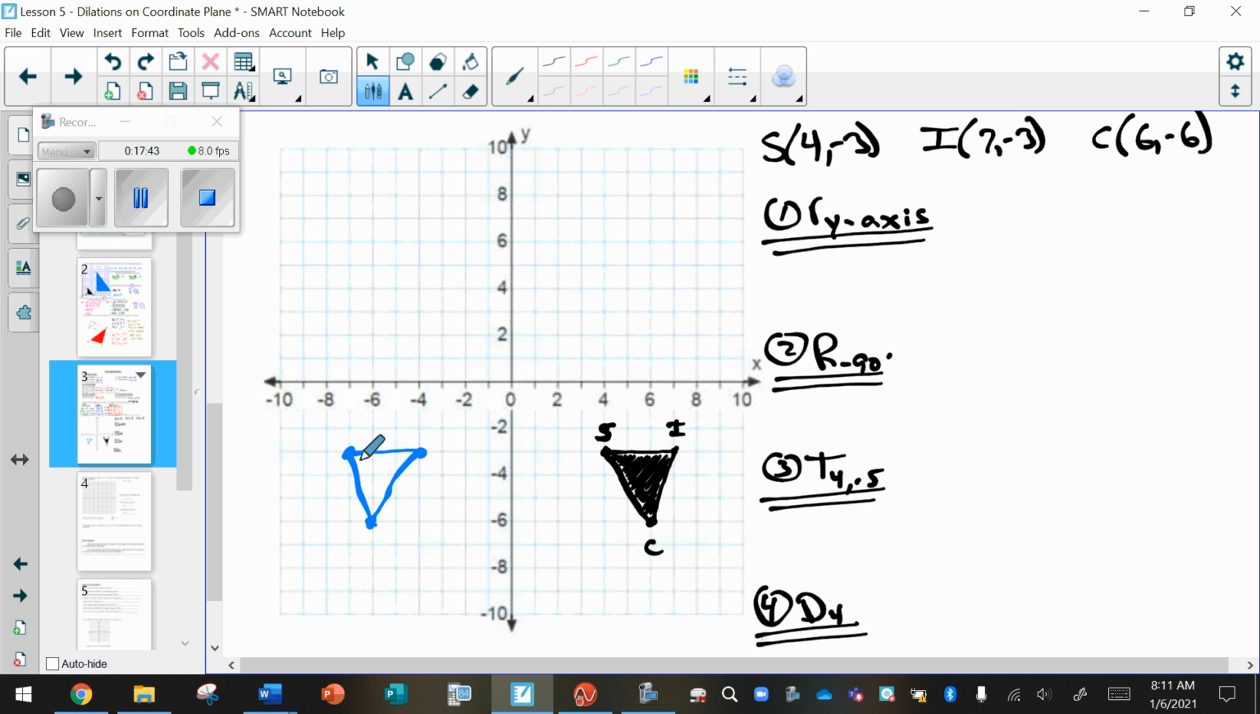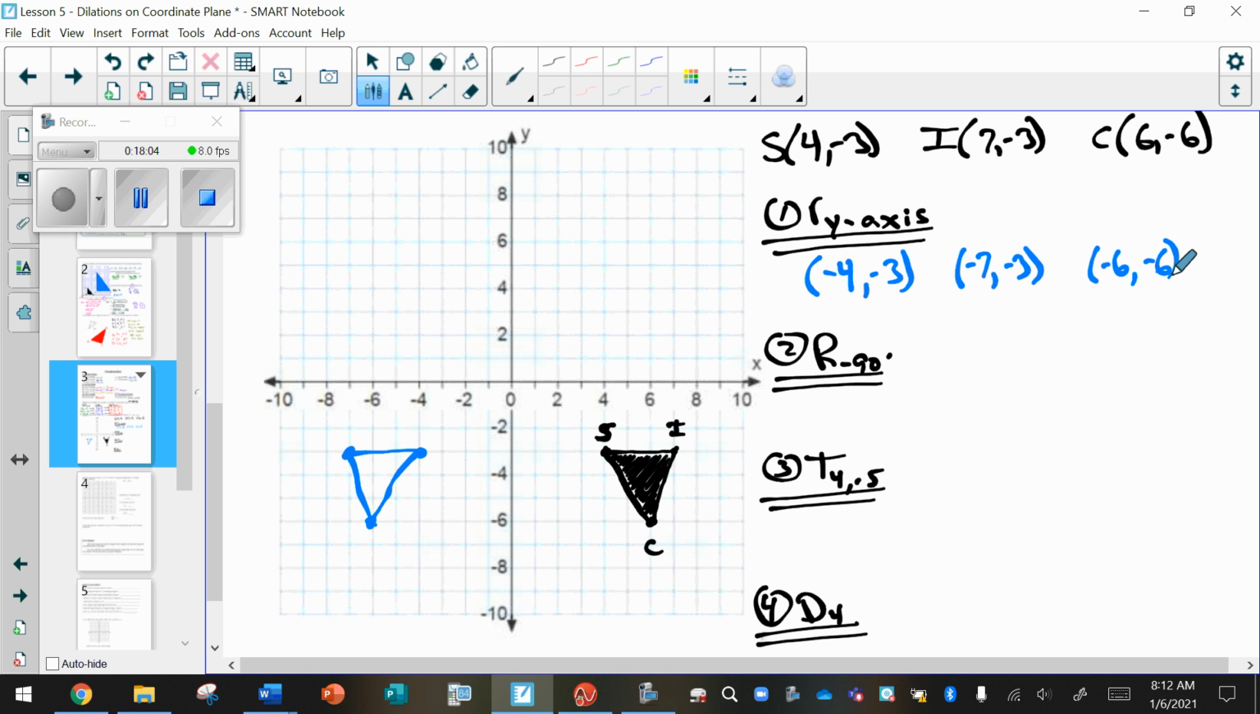If you're doing it with the coordinate rules, you would negate the x and keep the y value the same. When you reflect over the y-axis, the y stays the same. So you negate the x but keep the y value the same. So that would give you the same result as what we did on the graph.